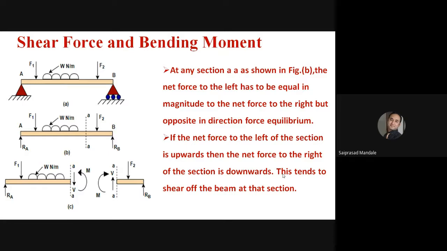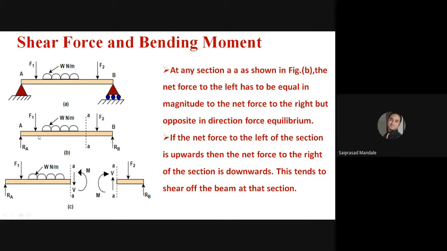At any section as shown in figure B, this is section AA. At any section AA as shown in figure B, the net force to the left has to be equal in magnitude to the net force to the right, but opposite in direction, for equilibrium.